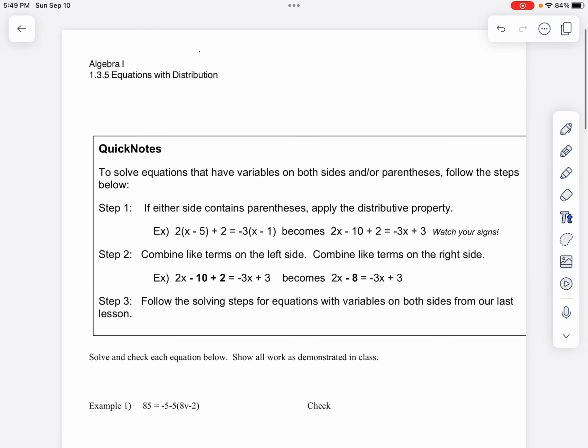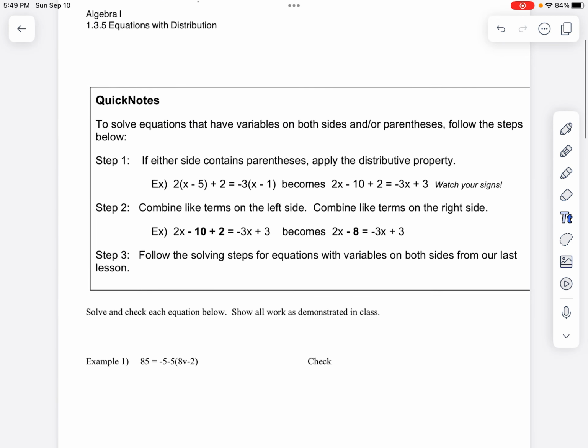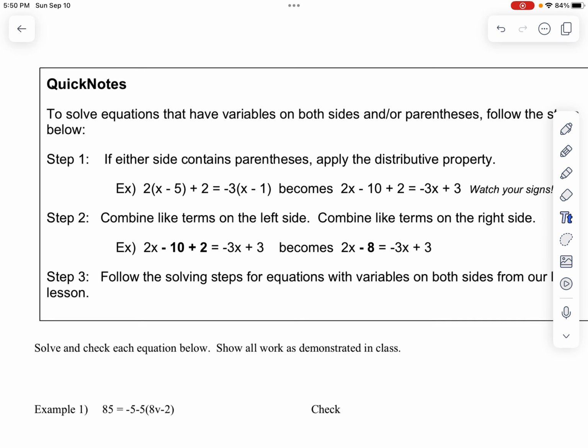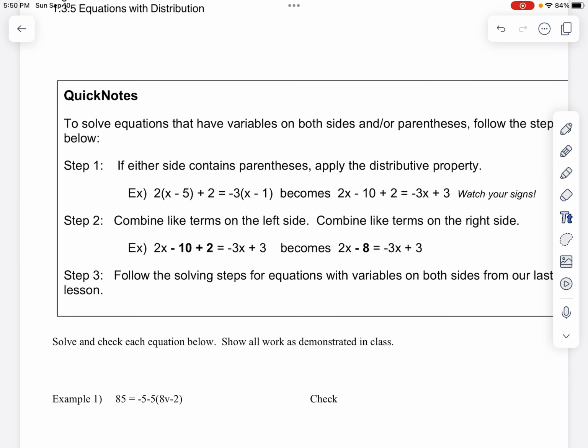All right, we have made it to the last level of our solving equations notes. So these equations get just a little bit harder today because now, along with variables on both sides, we also are going to have to use our distributive property. You can go ahead and see the quick notes have been filled out for you with an example that you can refer back to. I'm going to talk about it just a little bit.